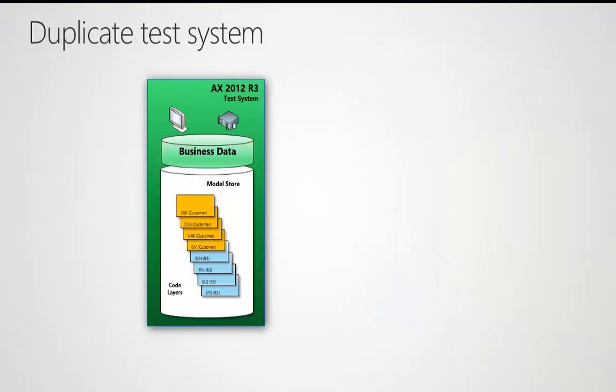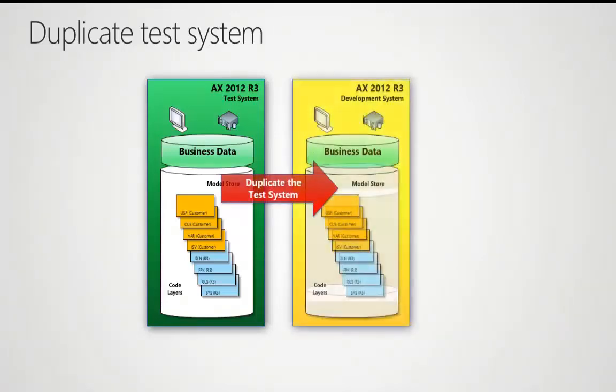Once you've created the test system, the next step is to create the dev system. So in order to do this, we want to duplicate the test system. Again, just back up the two databases, the model store and the business data, restore these and create yourself a development system. At this stage, the development system will be an exact duplicate of the test system.